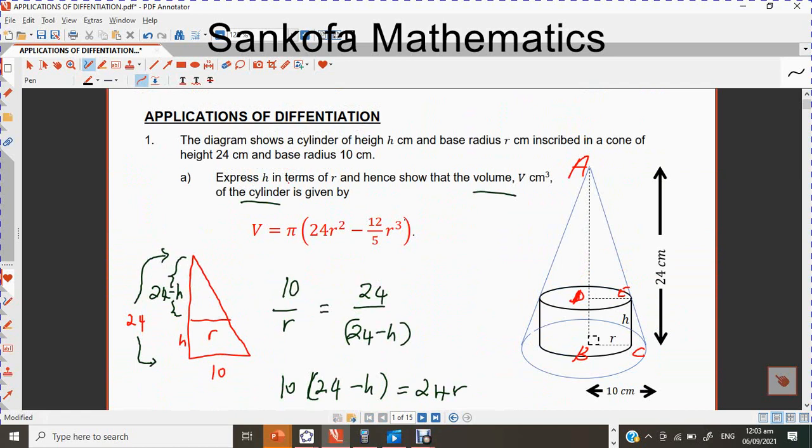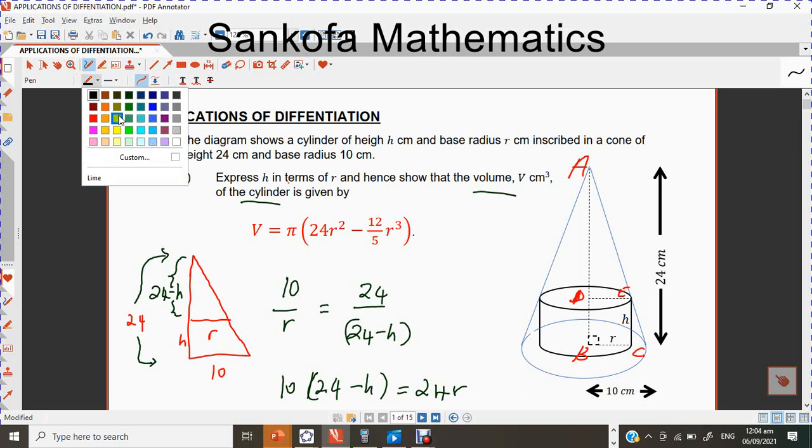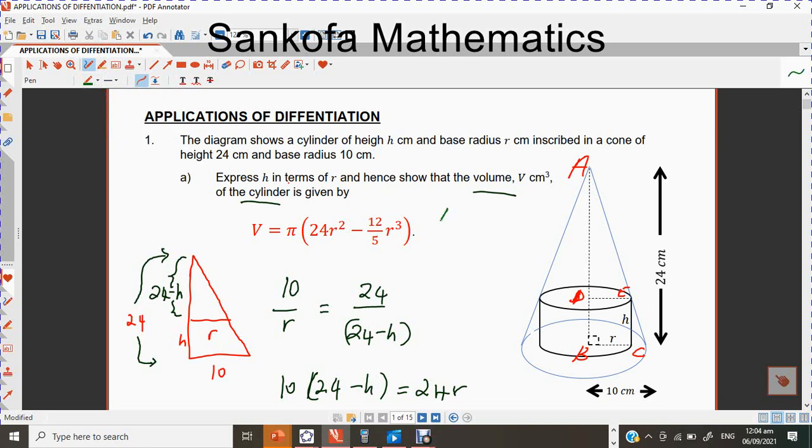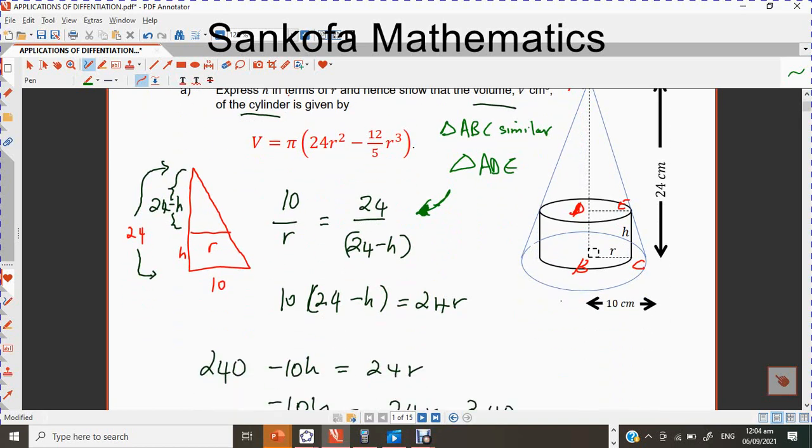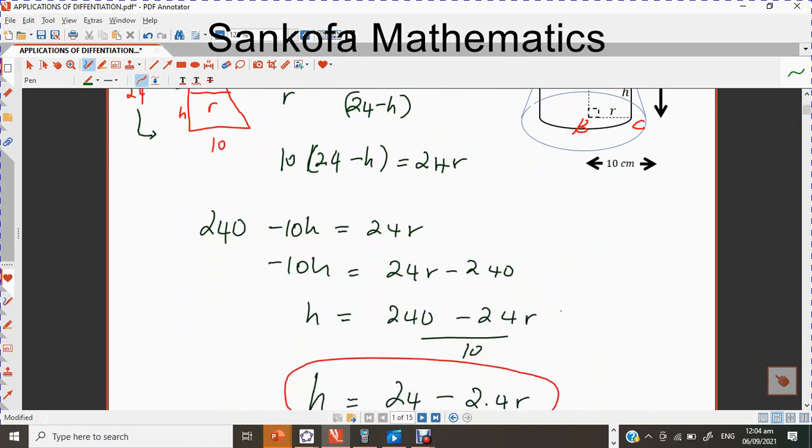Just have a look again at the question so that you know what you need to do. You need to be able to express h in terms of r. That means as you have the height here, you need to express it in terms of r, and you also need to see the similar triangles. For example, I see that triangle ABC is similar to triangle ADE, and I use that concept to find missing values, or to express h, that means make h the subject of the formula and write it in terms of r.